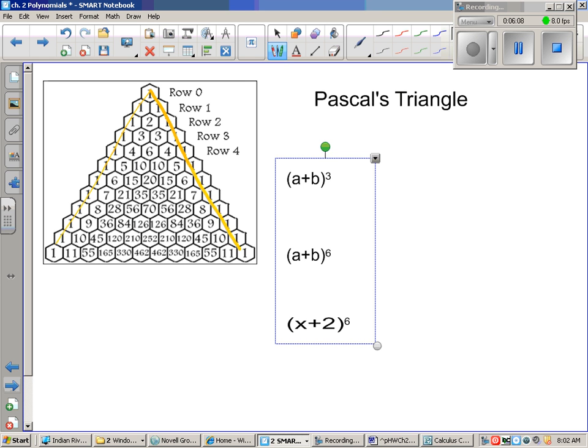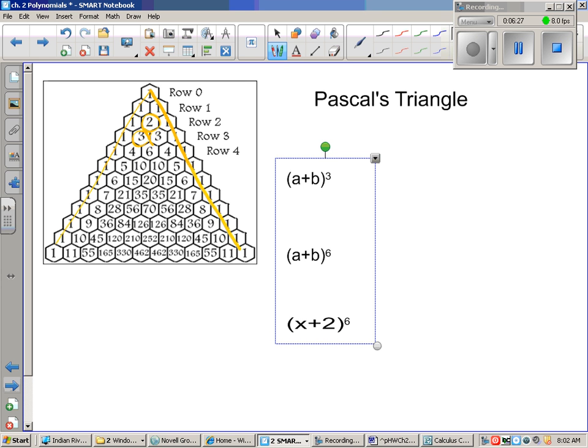Now, how could I have gotten this 2? Can you see how we got that? Or maybe the 3, or the 4, 6, 4. Does anybody see how we could come up with this line, 1, 6? How could I have come up with that 15? Because there is a pattern.